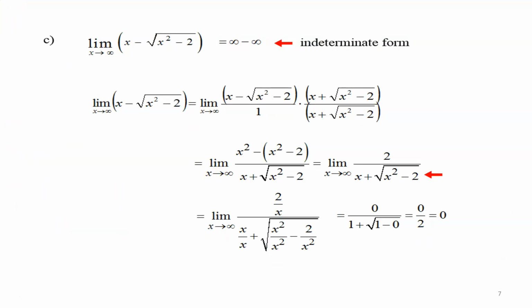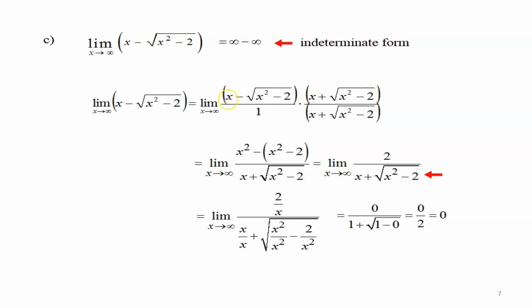Don't get confused. And for this example, you have x minus square root of x squared minus 2, and then when you simply substitute the infinity into this, you get infinity minus infinity, which is also indeterminate form. Okay, so this is totally wrong. We cannot get indeterminate form. So what happens is that, remember, when you have a surd like this, we're going to apply the conjugate multiplication method.